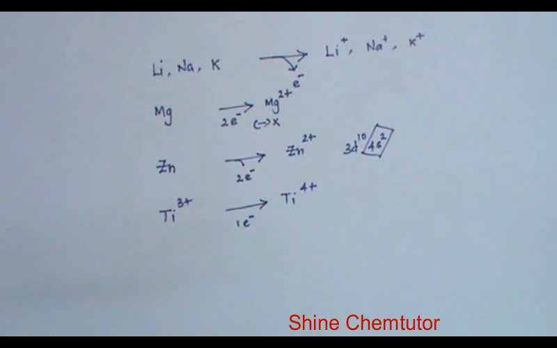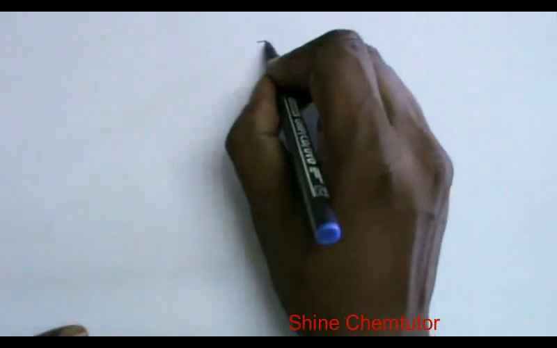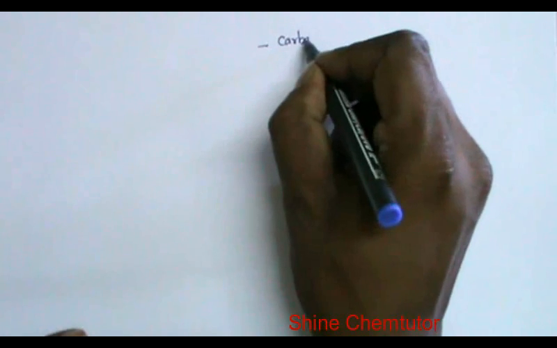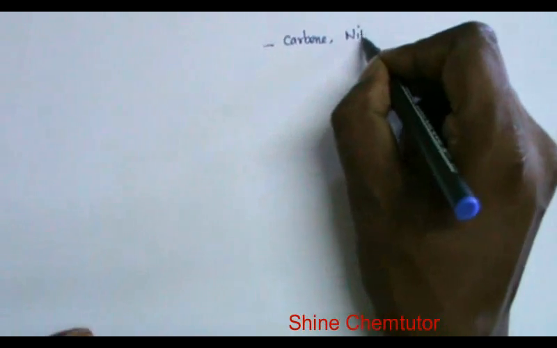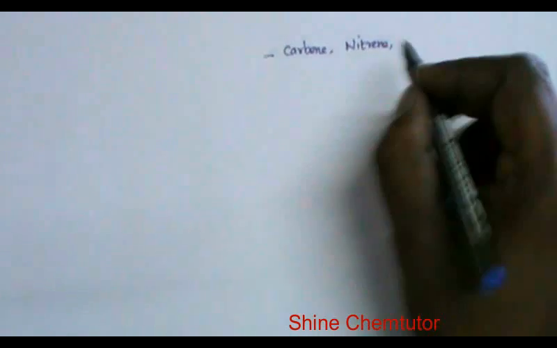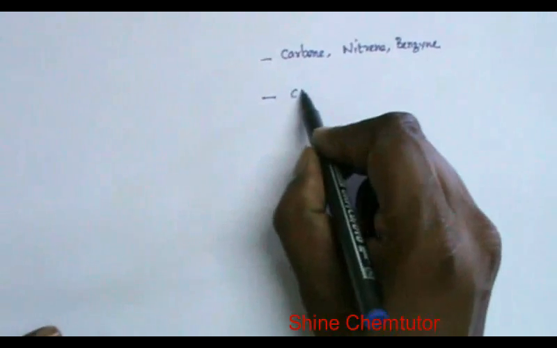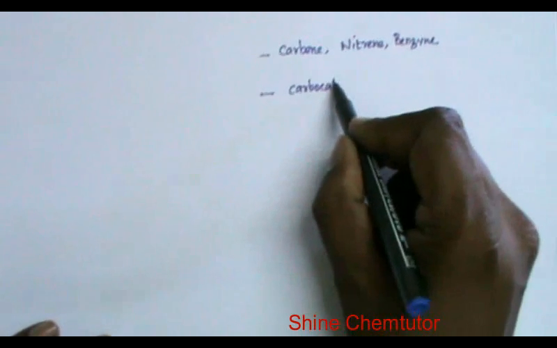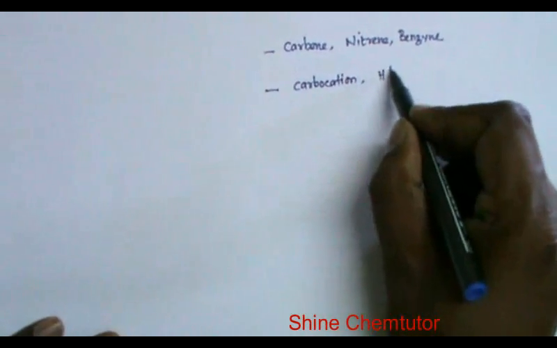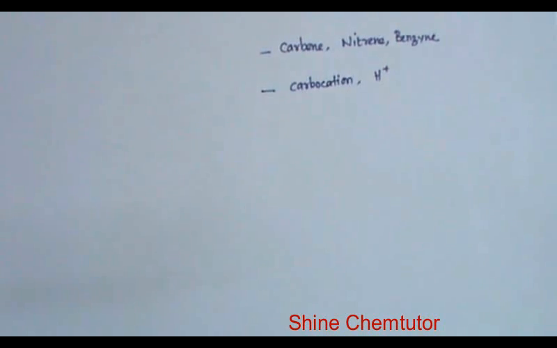Now let us see the reactions of these metals and their application. Before going to that, I would like you to recall the electrophiles. I categorize the electrophiles as follows. The first category: carbene, nitrene and benzyne. The second category: carbocation and H plus. So basically positively charged species.